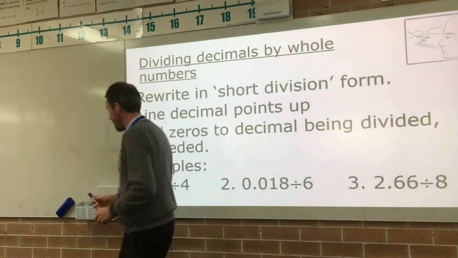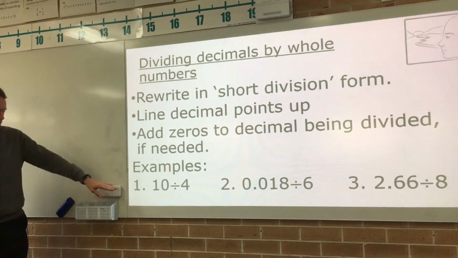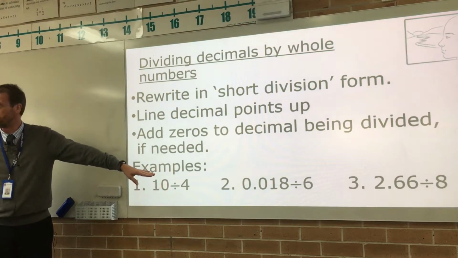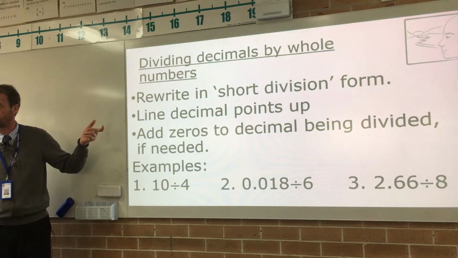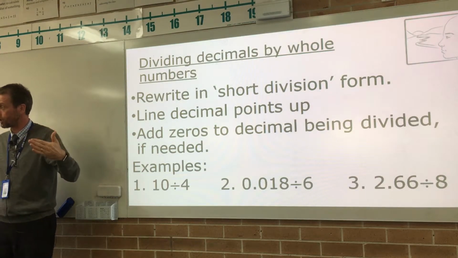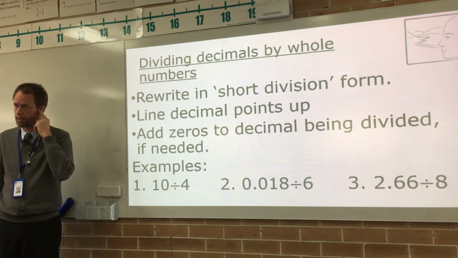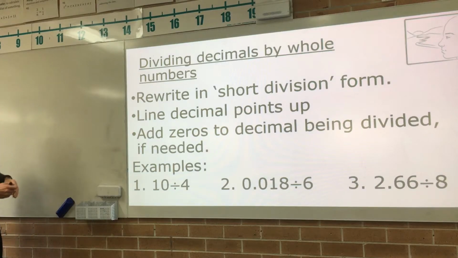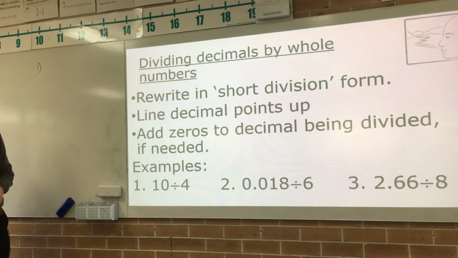So my first question, hopefully you can actually work out an answer to this question. 10 divided by 4. You should know it's halfway between 2 and 3, because 2 times 4 is 8, 3 times 4 is 12, and 10 is halfway in between, so it should be about 2.5. But let's use what this says to work it out.